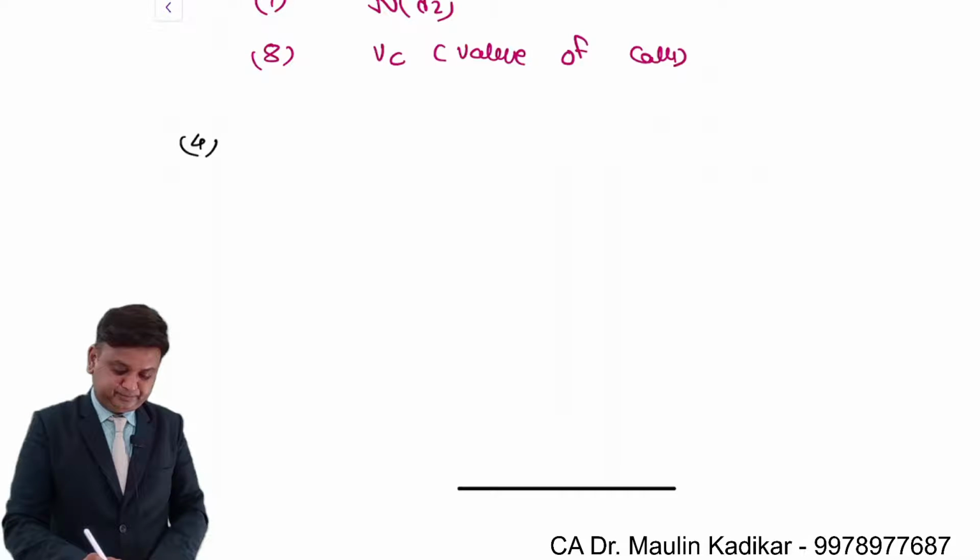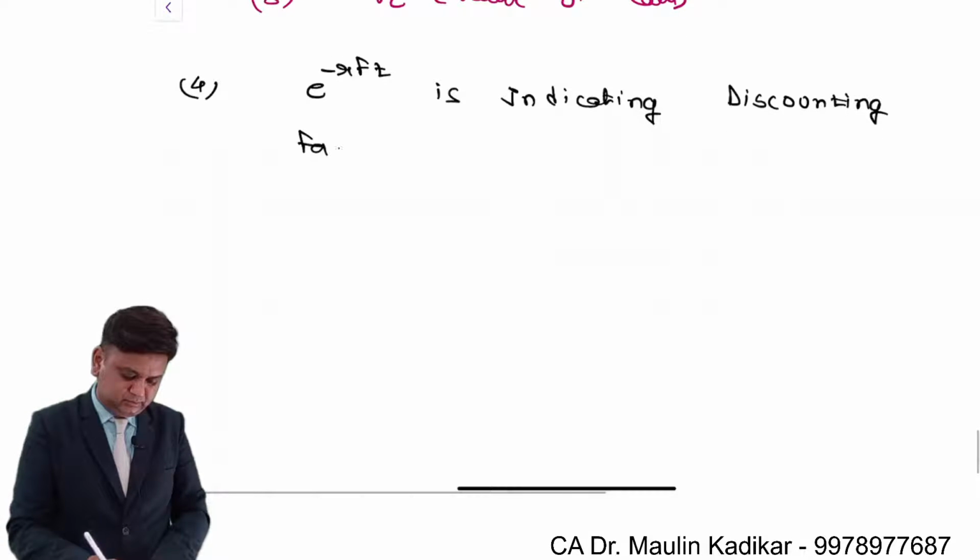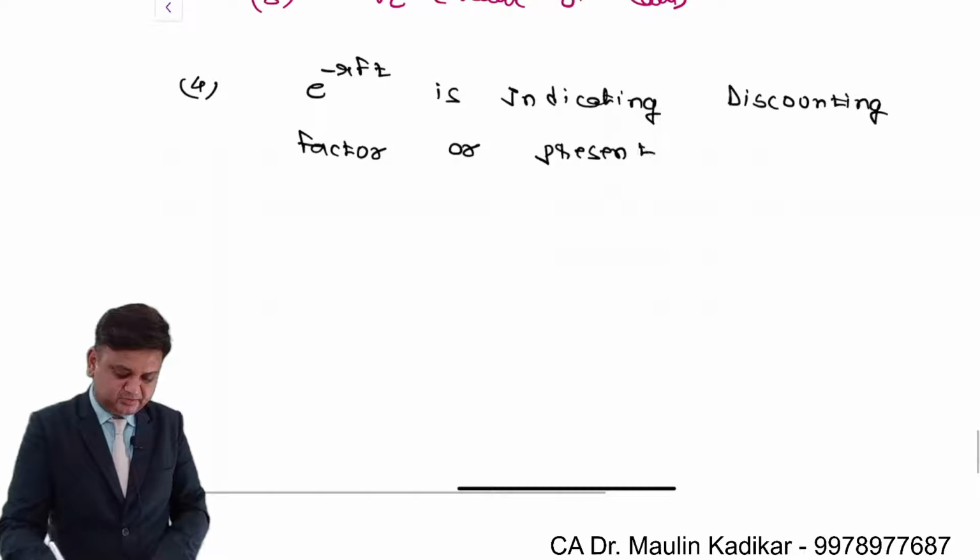Fourth point, e raised to negative rf into t is indicating discounting factor or present value factor.